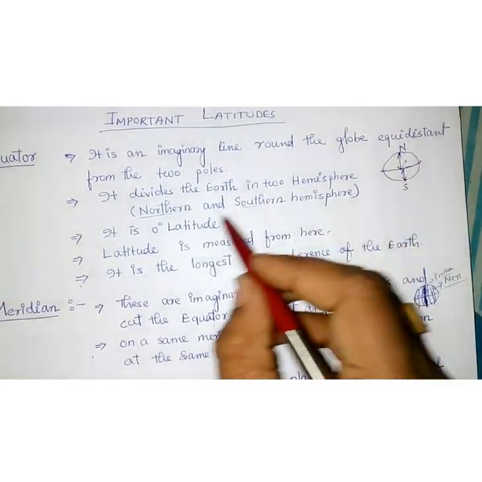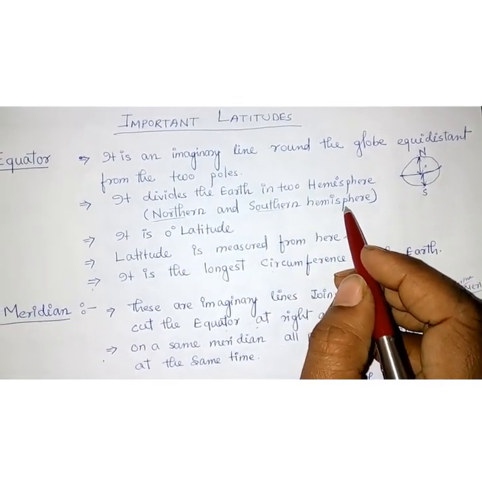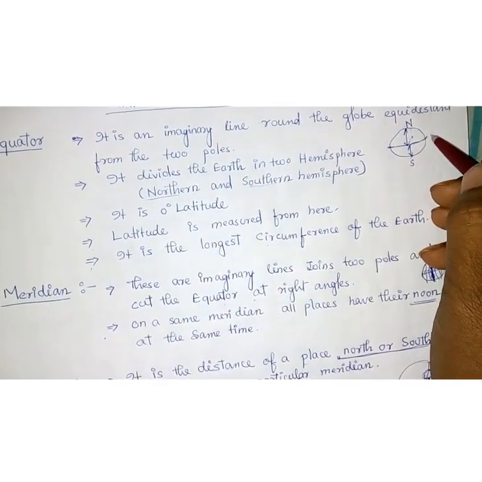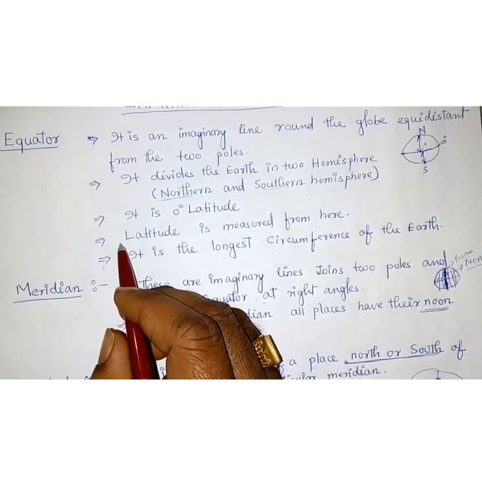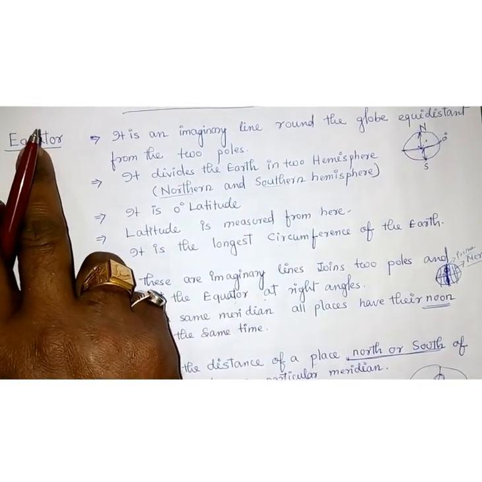It divides the earth into two hemispheres: one is the northern hemisphere and one is the southern hemisphere. Basically, it is of 0 degree latitude. Latitude is measured from the equator.